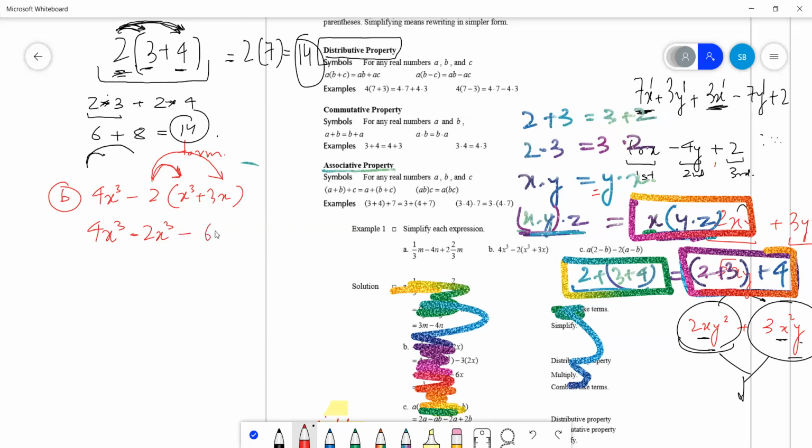And how much is -2 times positive 3x? -6x. Correct, -6x. Out of these 3 terms, are we having some similar terms, like terms, which we can combine? Yes. Which one? 4x cubed and -2x cubed. So how much will that be? 2x cubed. Correct. And -6x, right? Yes. So this is the answer.